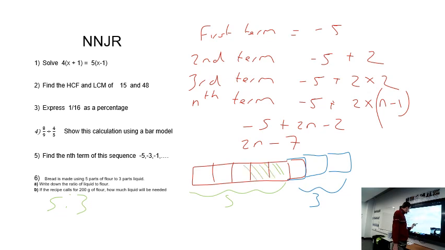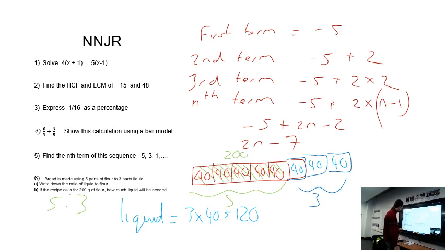If the recipe calls for 200 grams of flour, so all of this bit here is 200. Okay. So this is all 200, and one part is 40. This would be 40, 40, 40. Okay, and we want to know how much liquid is needed. So now we're looking at liquid parts. So this is going to be 40, 40, 40. So liquid is going to be 3 times 40, which is equal to 120. Okay, so we've got 120 grams of liquid, and then we have 200 grams of flour.